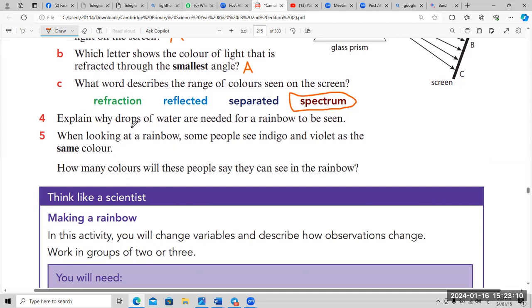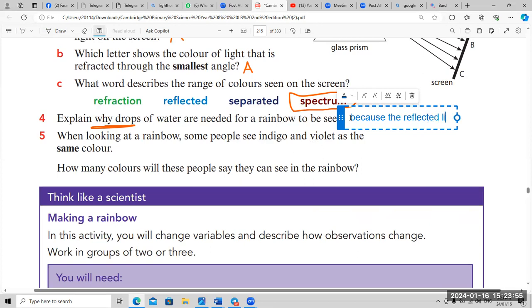Number four. Explain why drops of water are needed for a rainbow to be seen. Because the reflected light occurs inside them. So the question asks to explain why water drops are needed for the colors of the spectrum to appear: because reflection of light happens inside them.